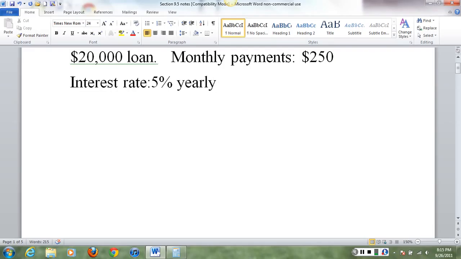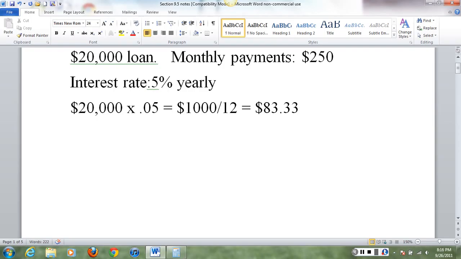So what this means is that in a year, the interest that you have to pay on this loan, because the bank's got to make money too, assume it's a bank, is going to be $1,000. Which, when I divide it monthly, is about $83.33, approximately.